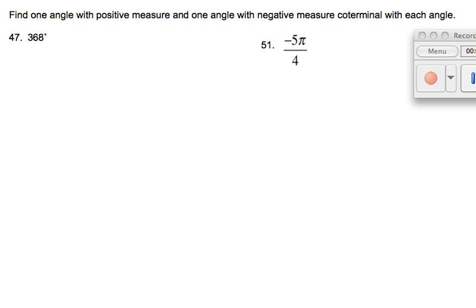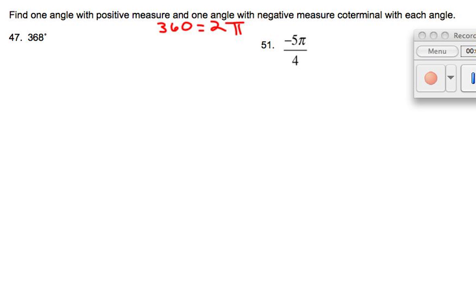And then our last two examples. Find one angle with a positive measure, one angle with a negative measure, coterminal with each angle. What it means by coterminal, again, is that they're going to be rotated around either in a positive or negative direction, a full 360 degrees or 2 pi. You need to remember that 360 degrees is the same as 2 pi, one full revolution.